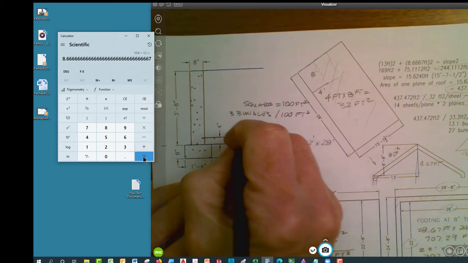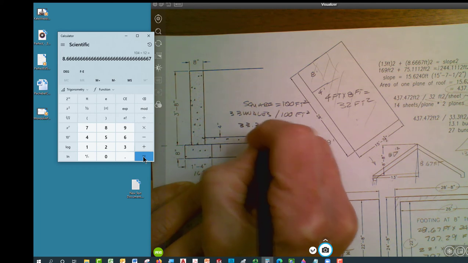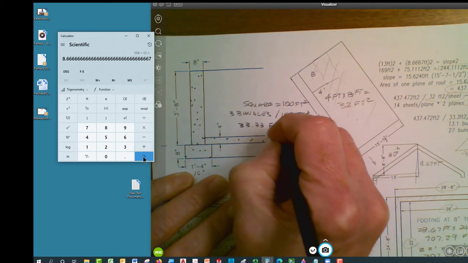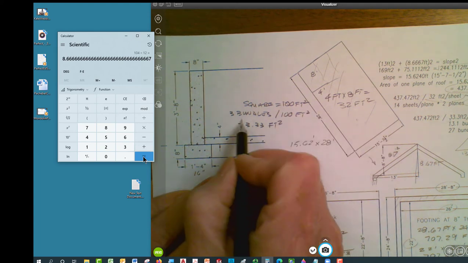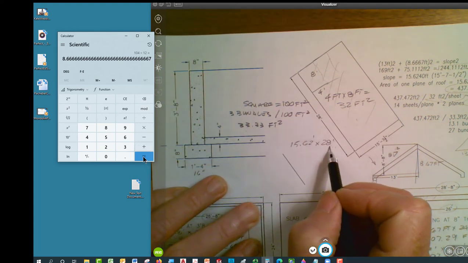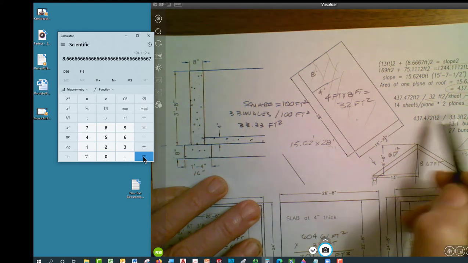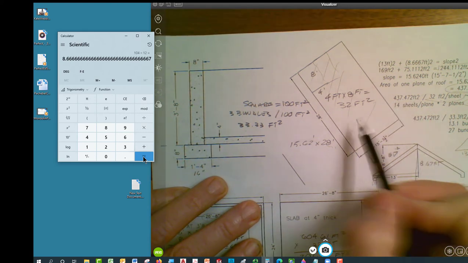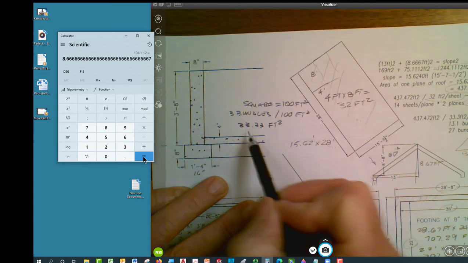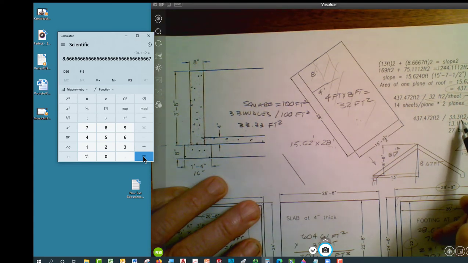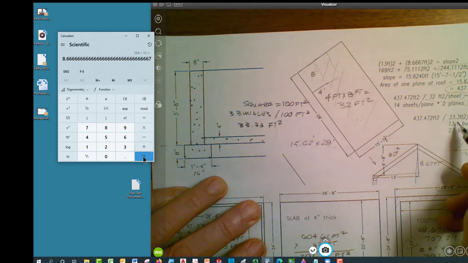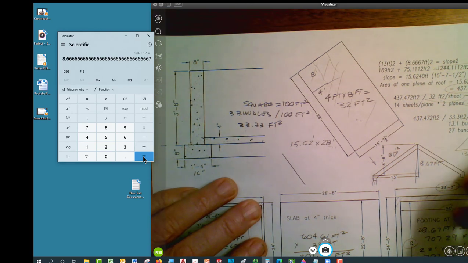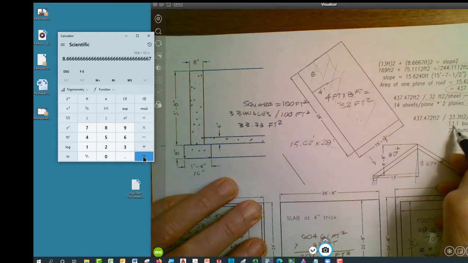Divide 100 by 3 and you get 33.333333 square feet. So that's how many square feet one bundle of shingles will cover. So you take that number, 437.475, which is the total area of the roof plane, divide that by 33.333333 square feet per bundle, and you get, in this case, 13.1 bundles.